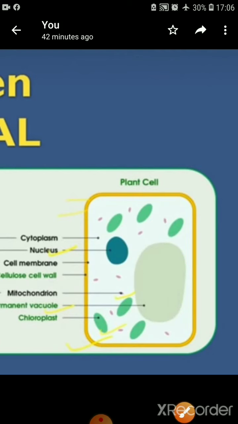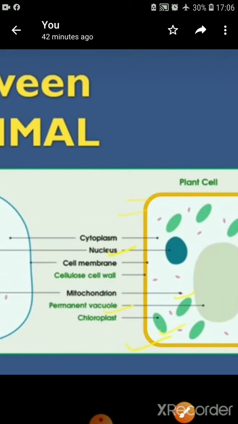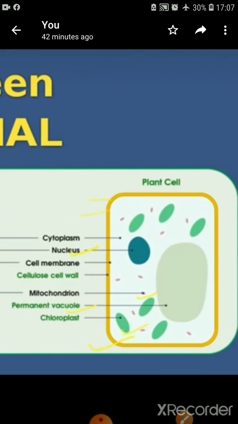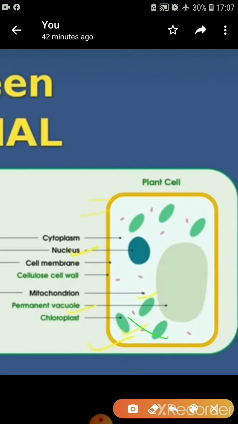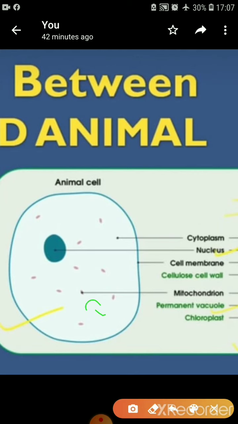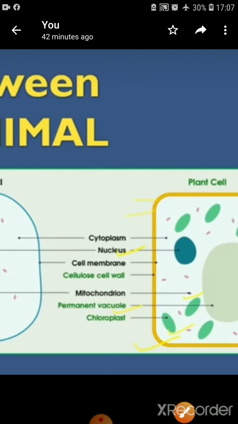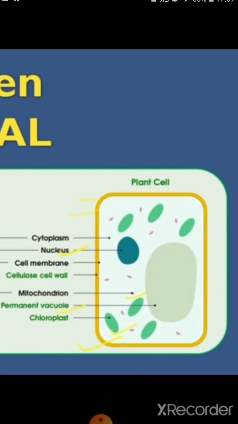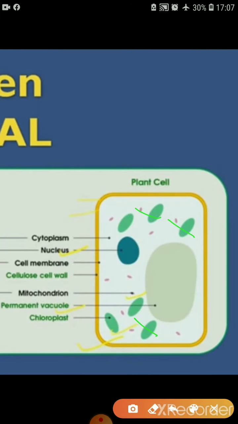Next, chloroplast. Chloroplast is present only in plant cell. As you are seeing these green bodies in this figure, you can see green colored bodies. But in animal cell it is not present. Here we do not see any green colored body. So we can say chloroplast is present only in a plant cell. Isn't it? Chloroplast would be present only in plant cell.